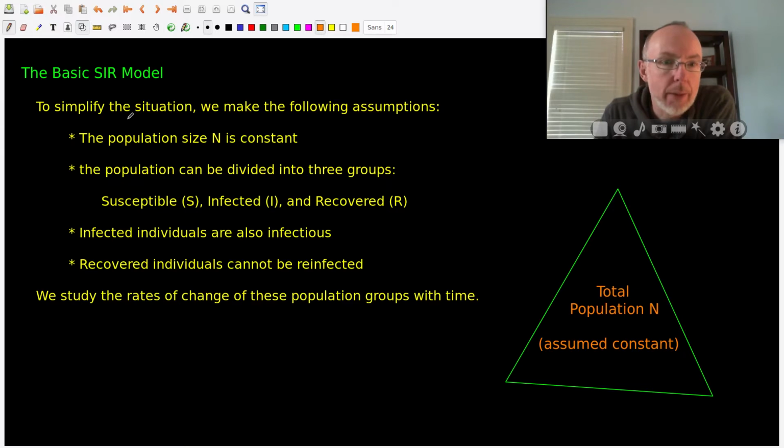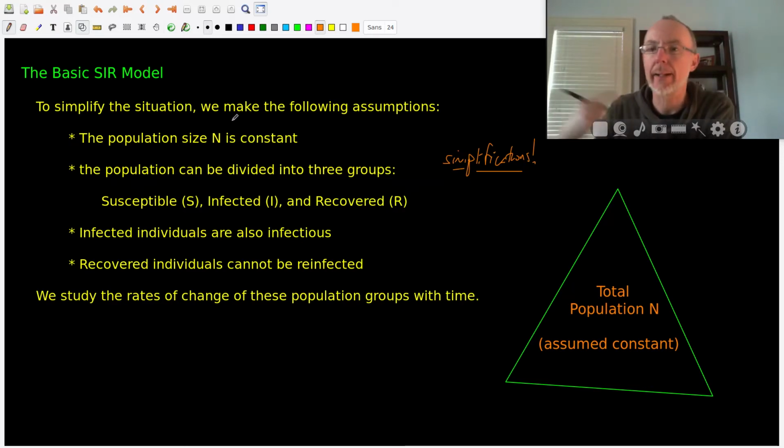The population size is assumed to be constant. Remember, we want to make simplifications because simplifications help us do our job, right? Simplifications help us make progress. They might not be reasonable, but they help us get going on the modeling process, and then we can refine it as we go. So we're going to assume that the total population size is constant. So we might be talking about a city, we might be talking about a country, but the population remains constant during the epidemic that we're interested in.